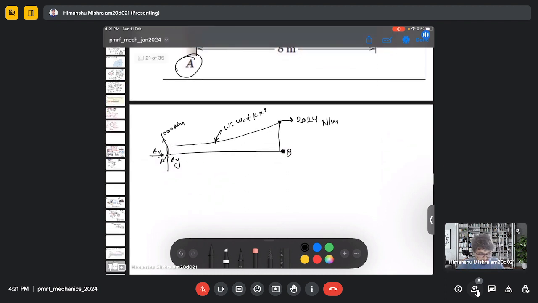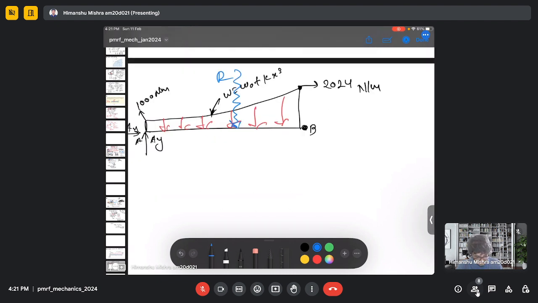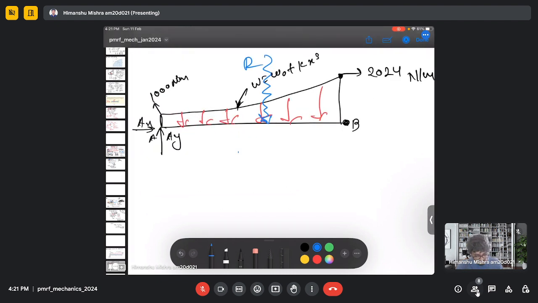So again we need to find some resultant force of this varying load. So this is my varying load which is acting here, and there will be some resultant force which is acting here. And we know that the resultant force will be given by area under the curve and its centroid is from the moment equation.